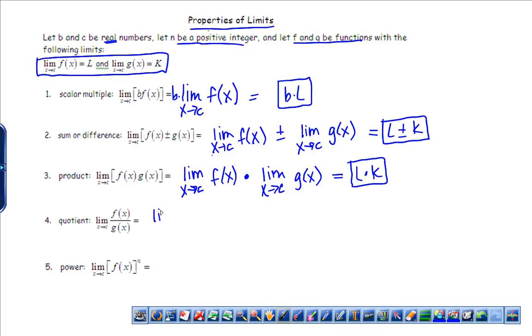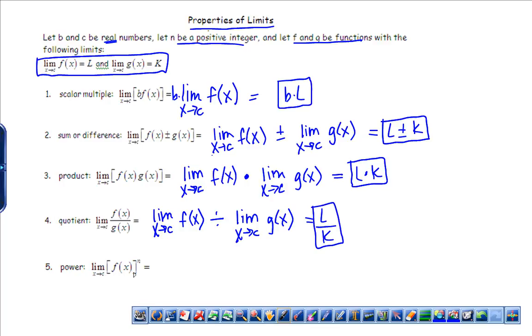So I've got the limit as x approaches c of your function f of x divided by the limit as x approaches c of g of x. So f of x is the same thing as L, and g of x is the same thing as k. So that's L divided by k.